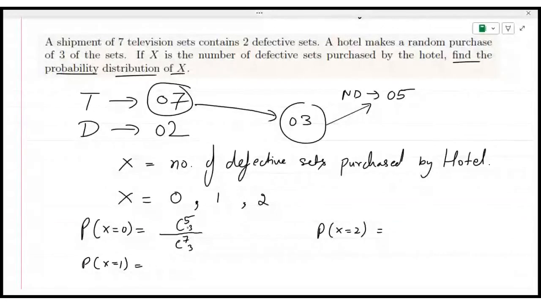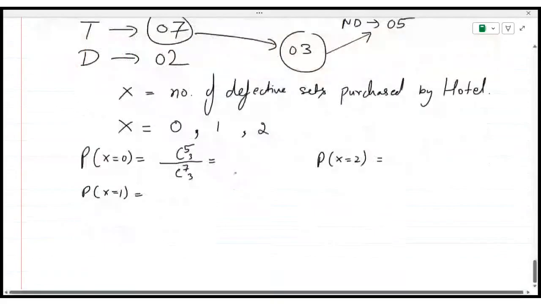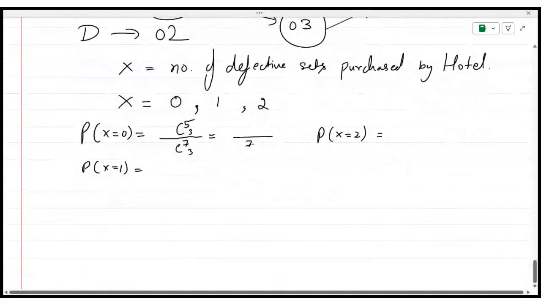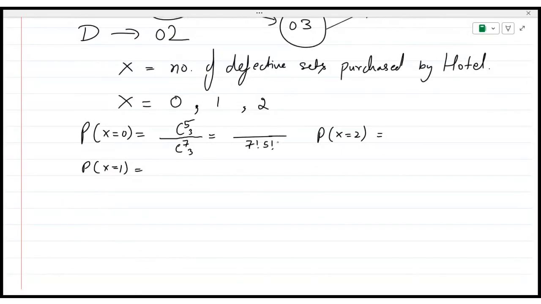Then I find in how many ways I can choose no defective. No defective means there are 5 non-defective, and I have to choose 3 televisions. So that is 5C3. Now we will find the value of this. 7C3 is 7 factorial over 3 factorial 4 factorial, so 7 into 6 into 5 divided by 3 into 2 into 1. The 4 factorial I have cancelled out.